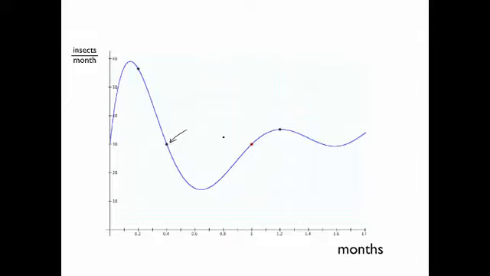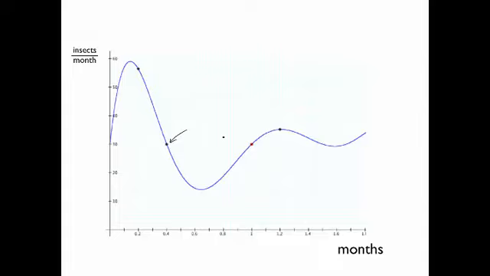What this blue curve is, is just a set of a lot of points. So to understand the blue curve, you need to understand what each point means. How about this particular point? What does it represent? Yeah, 30 insects per month. Is that all? At 0.4 months, right? So at 0.4 months after the first observation, the rate of change is 30 insects per month.